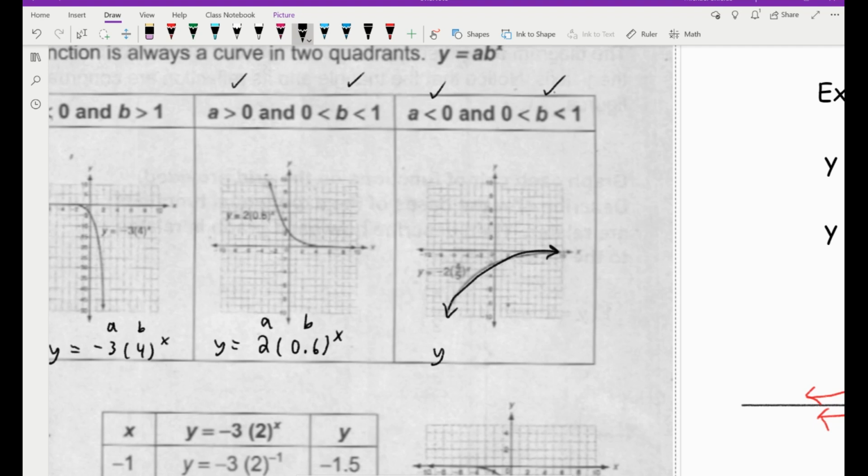And this equation is y equals minus 2 times 4/5 raised to the x. Here's the b value, and here's the a value. And the b value, again, is between 0 and 1. This negative sign is what reflected across the x-axis.